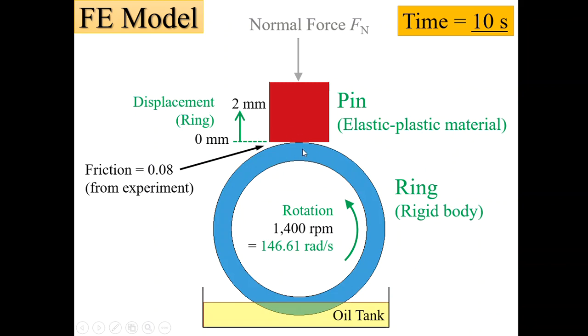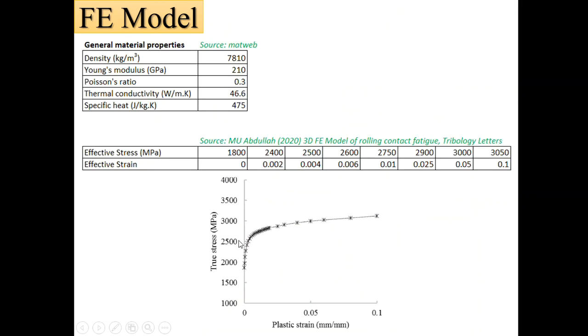So for the friction here, we're going to apply 0.08. This is what we obtained from the experiments. And the ring, as mentioned earlier, is treated as a rigid body. For the pin, elastic plastic material, rotation 146.61 rad/s. So we go to the next, about the material properties.